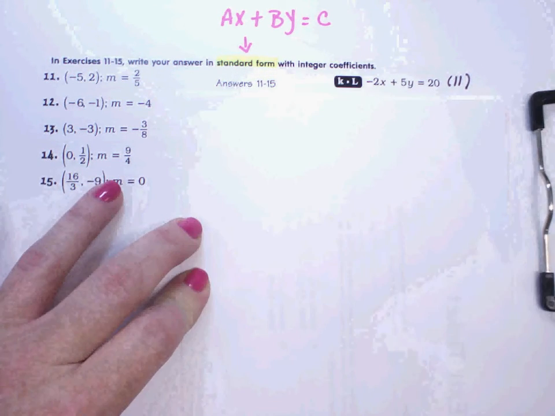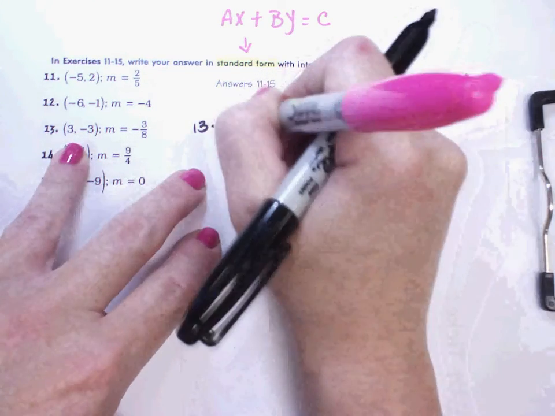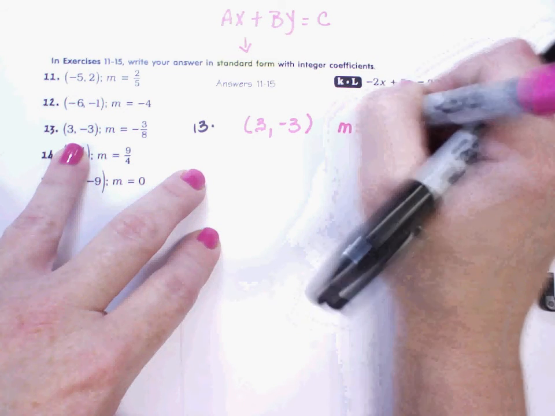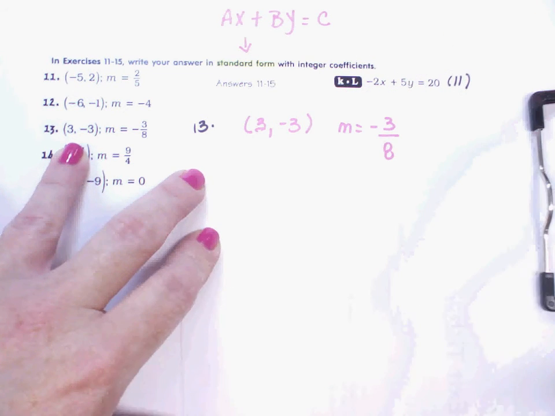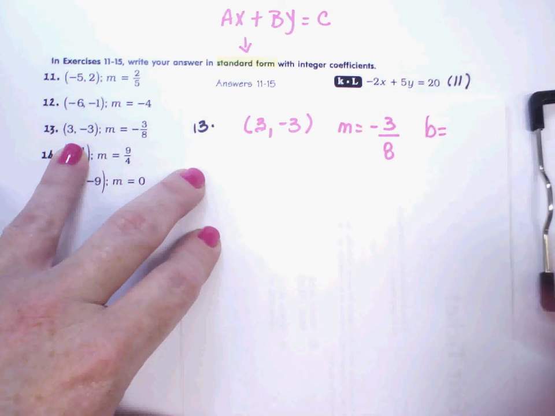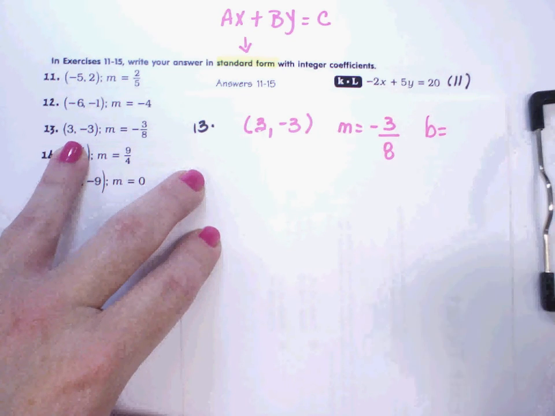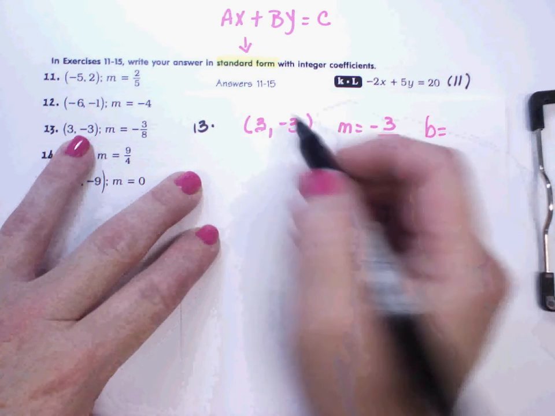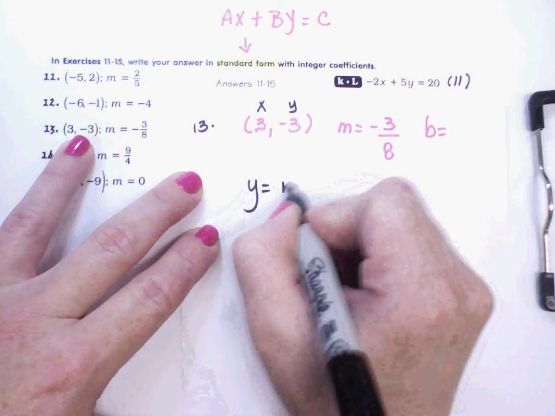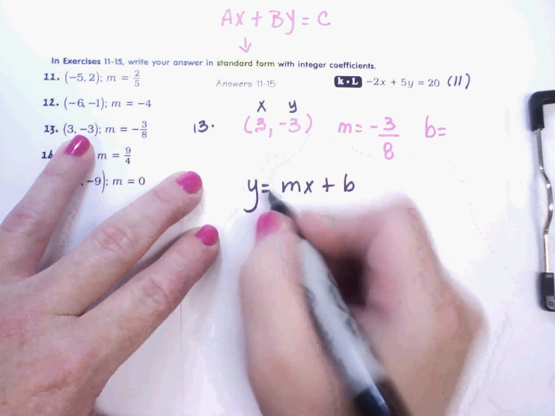So for number 13, my point is 3 and -3. My slope is -3/8. So the first thing that I need to do is find my b so that I can have my y-intercept and then change it to standard form from slope intercept. All right, so this is my x and that's my y. So what I already know is my slope intercept form. So let's start plugging in.